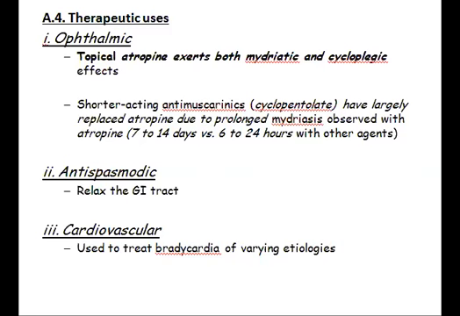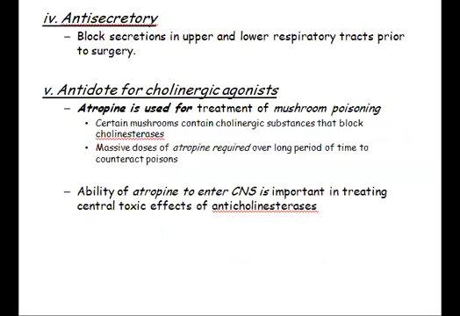The atropine can be also used as antispasmodic to relax the gastrointestinal tract. It can be also used in cardiovascular treatment to treat bradycardia of varying etiologies. As I said also, it can be used as an antisecretory agent because it blocks the secretions of the upper and lower respiratory tracts prior to surgery.